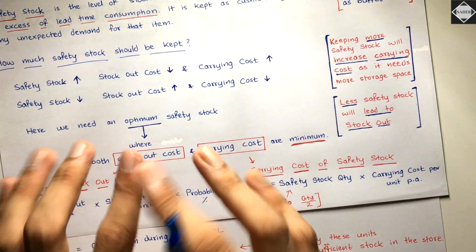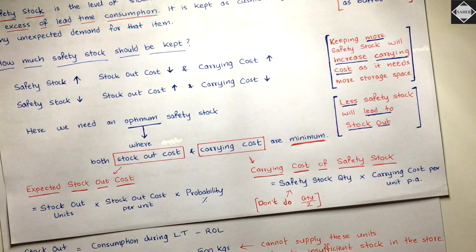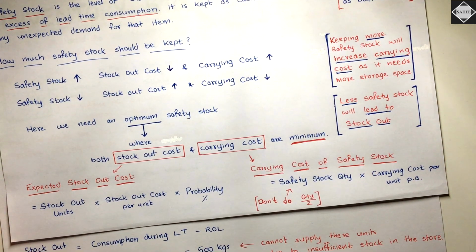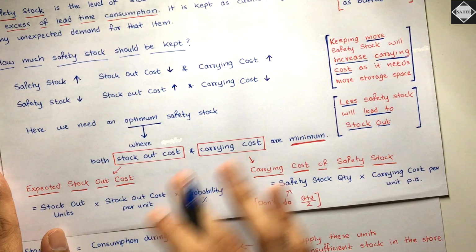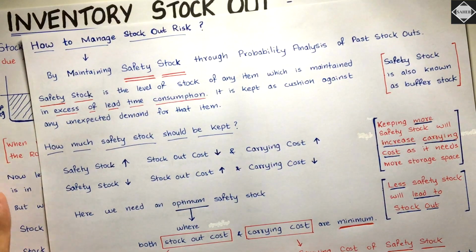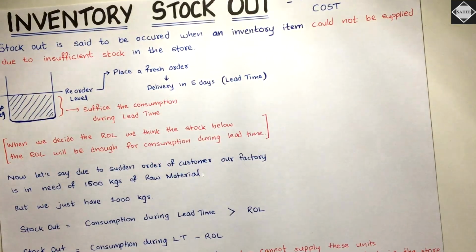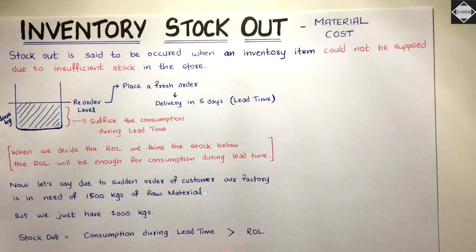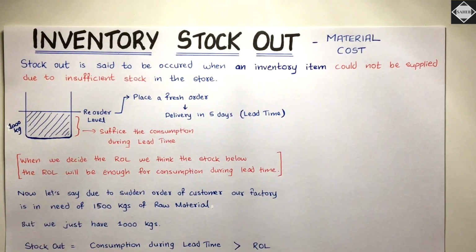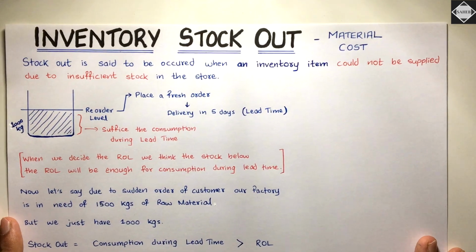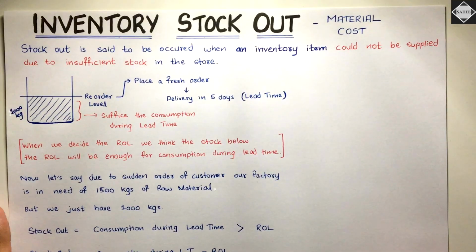Now don't worry, I have just given you an overview over here. When we solve the problem, you will see how simple it is. So now let's go to a problem and see how we are going to calculate optimum safety stock and how this probability analysis will be done. It's really simple and straightforward. Stock out basically means we just don't have sufficient stock. Insufficient stock, right? That's all. So let's go to a problem.